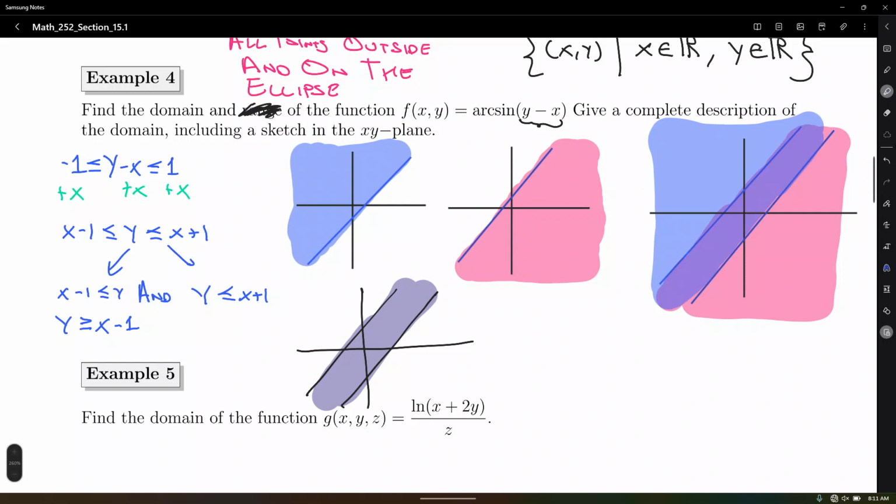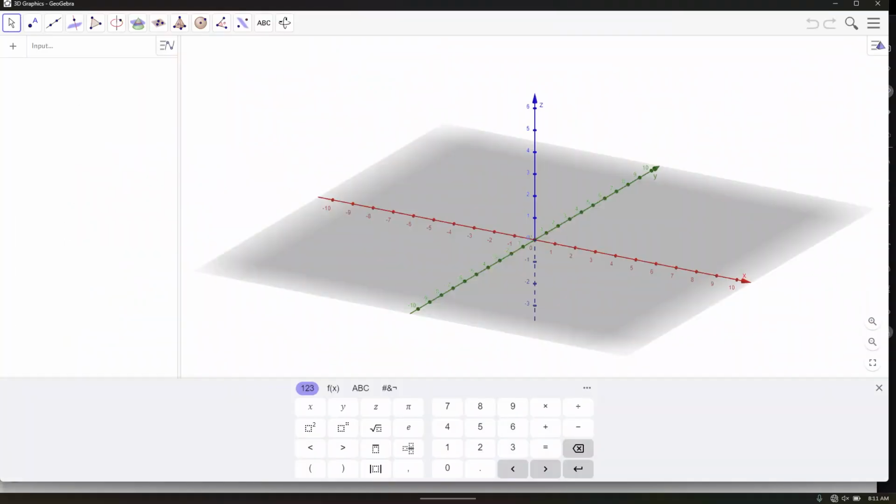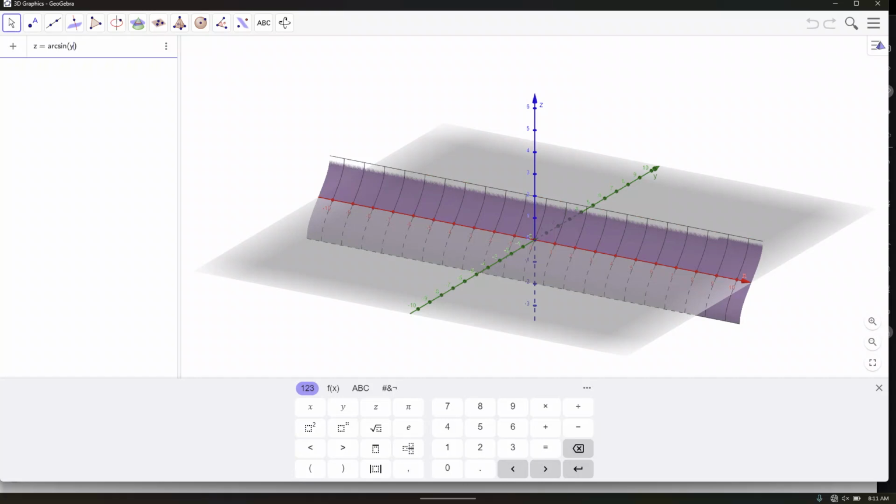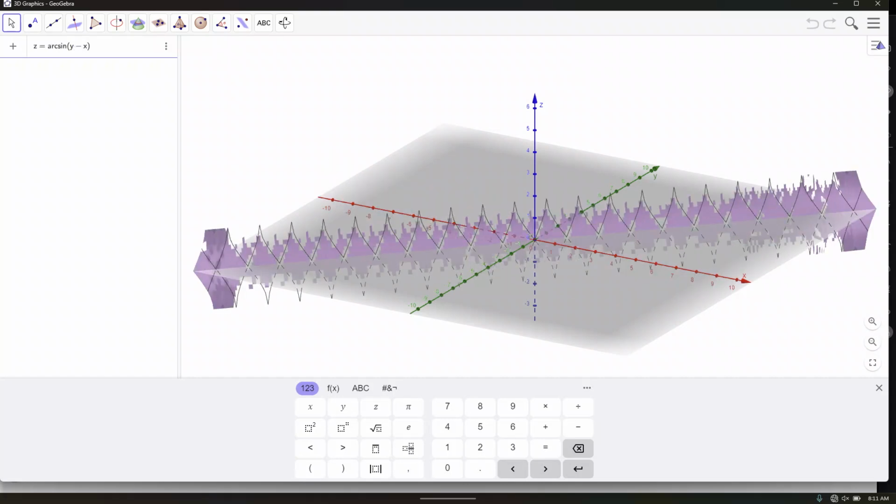Well, how about we see this graphically? I mean, this is still graphical, but in 3D. So for the function arcsine of y minus x, I'm going to go to GeoGebra and plot the function. That is z equals arcsine of y minus x. Okay, and we're going to get this weird graph.